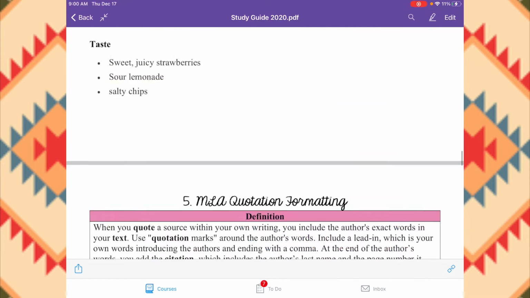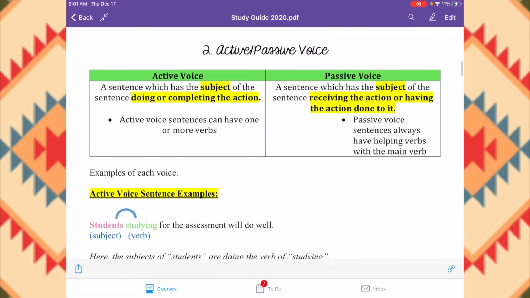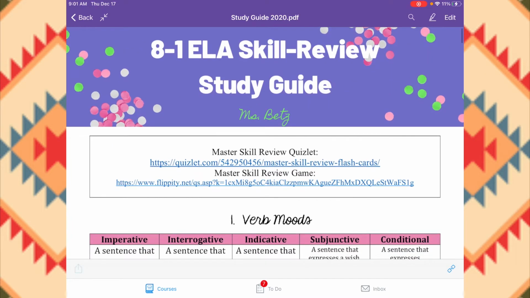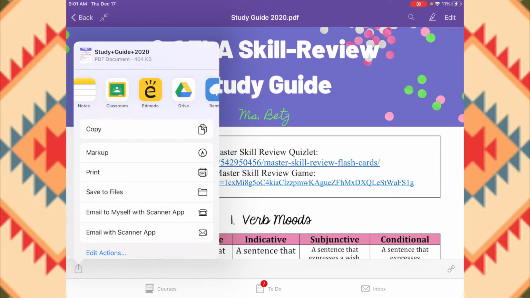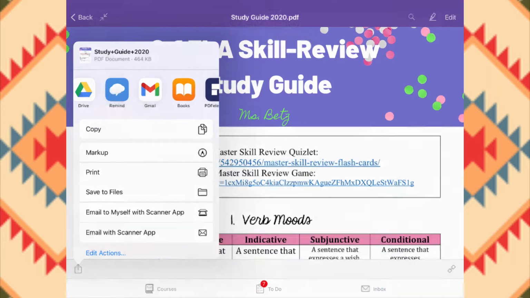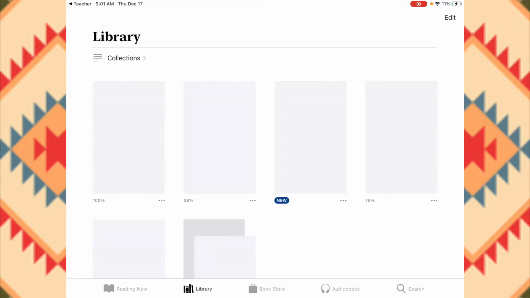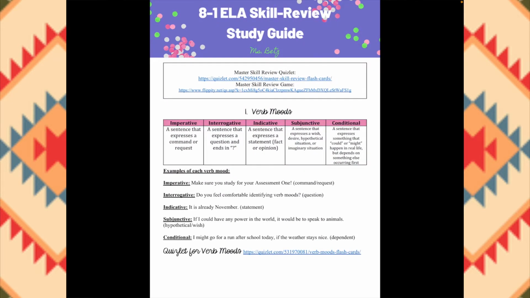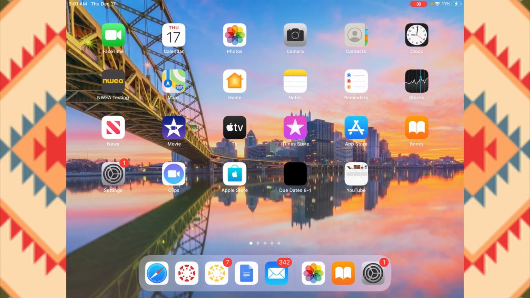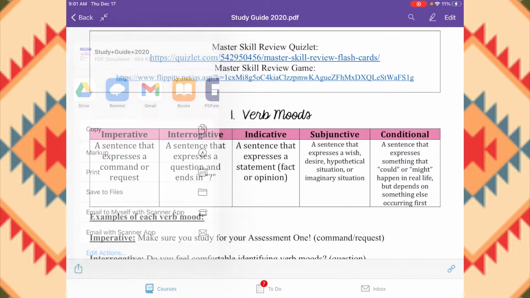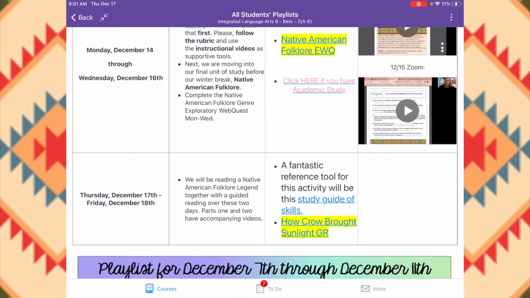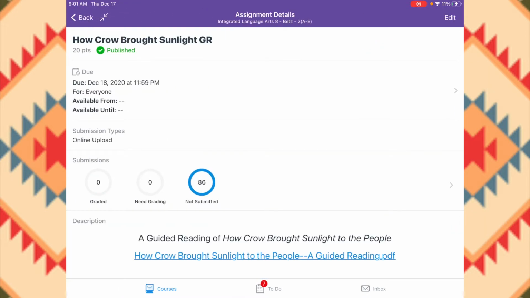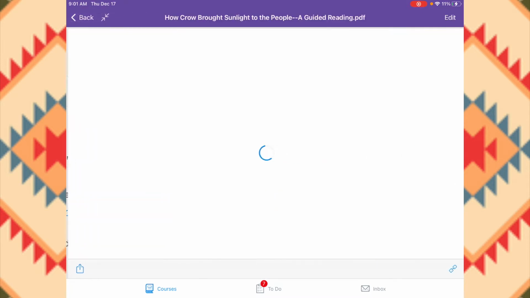What I'm going to have you do is open this up, and then in the bottom left-hand corner, we're going to export this over to iBooks. That way we can split screen and have our reference tool open on one side and our guided reading open on the other whenever we get to it. Now this should be in iBooks. Going back into Canvas, we're going to open up our guided reading for How Crow Brought Sunlight to the People.